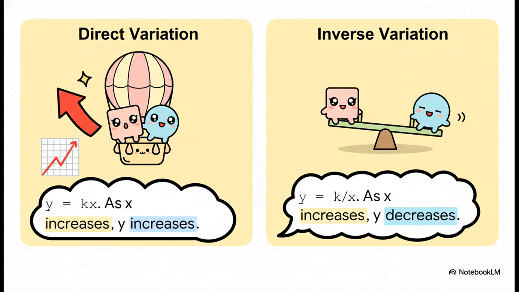The difference is incredibly simple, but it's really powerful. With direct variation, remember, we multiply by X. With inverse variation, we divide by X. That one single change, from multiplication to division, that's what flips the entire relationship on its head.